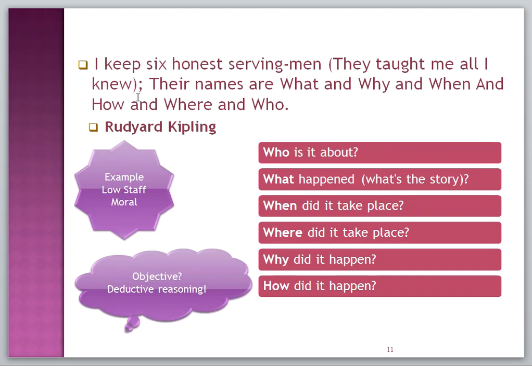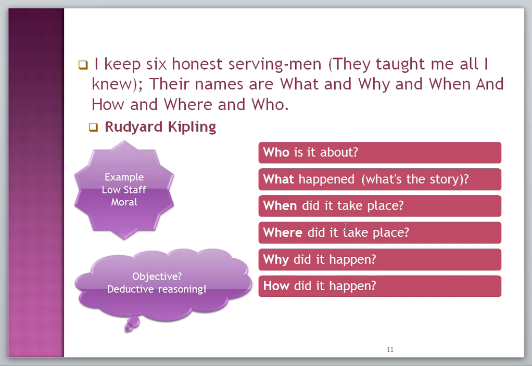Here is a slide, a funny one, that tells we have 6 honest serving men that taught me all I knew. Their names are what and why and when and how and where and who. This is written by Rudyard Kipling. These 6 serving men are: who is it about? What happened? What's the story? When did it take place? Where did it take place? Why did it happen? How did it happen?